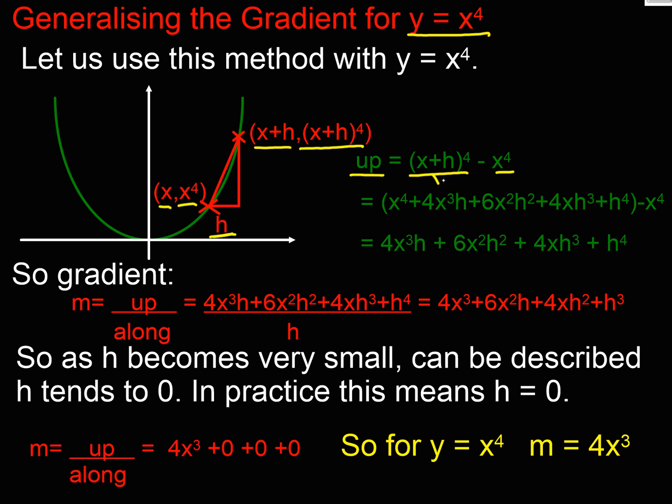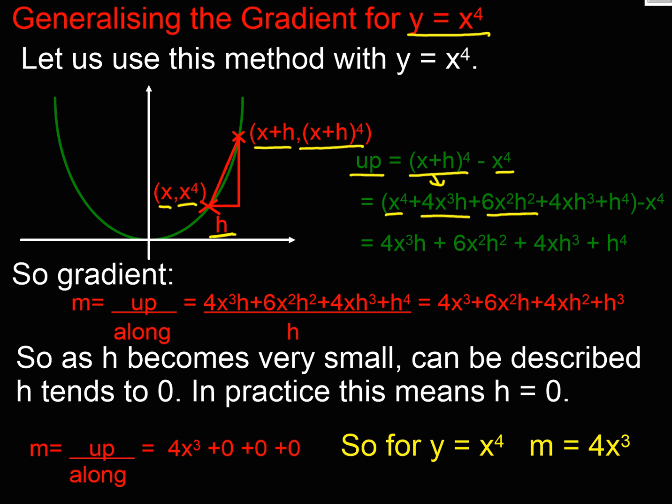If we expand this bracket again using the grid method, we've got x to the 4 plus 4x cubed h plus 6x squared h squared plus 4x h cubed plus h to the 4, and that's the bracket, and we're taking away x to the 4. So again, the big start point values cancel out, so we're just looking at the difference now, aren't we?